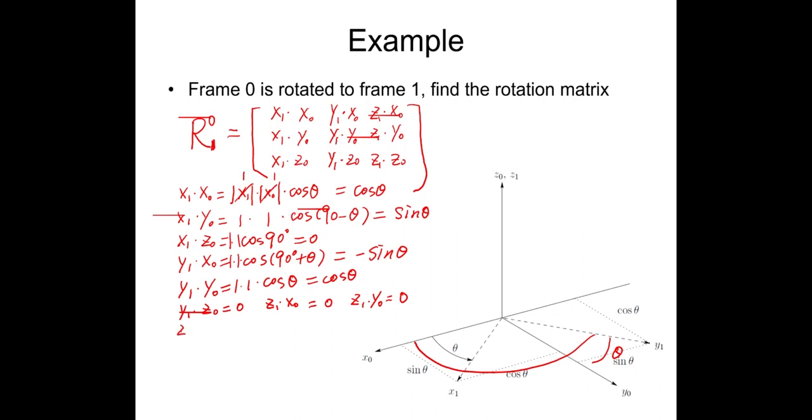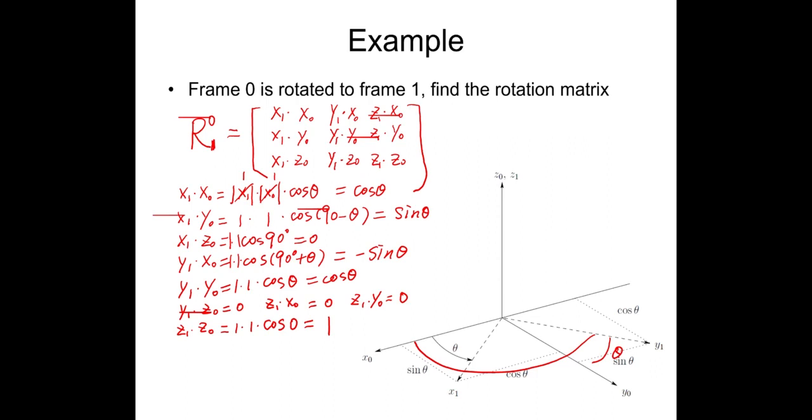And the last term is z1 dot product z0. Here is z1 and z0. It seems like they share the same axis. So it is 1 times, they're the same axis, so it means the angle is 0, so that is cosine 0. Cosine 0 is 1, so it's 1 times 1, so this is 1.